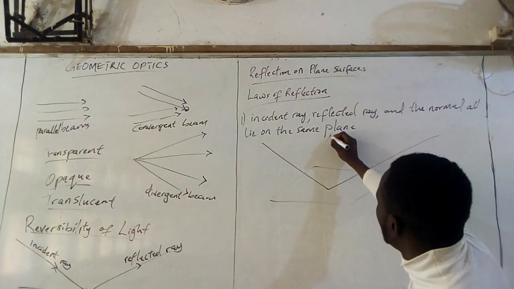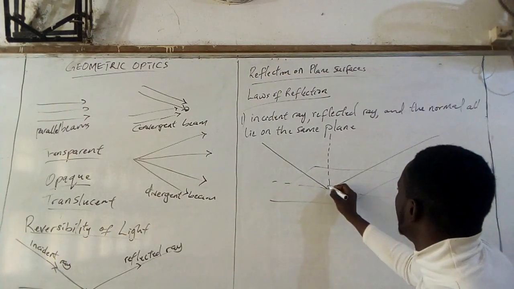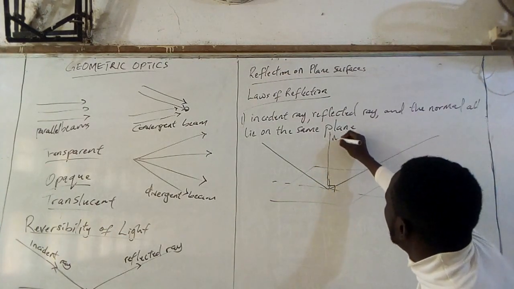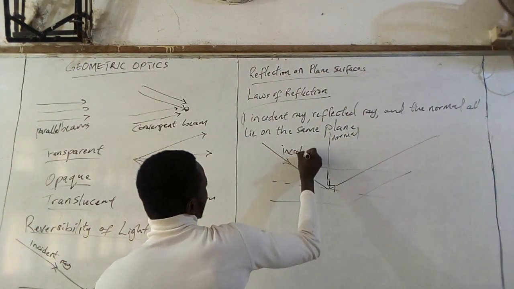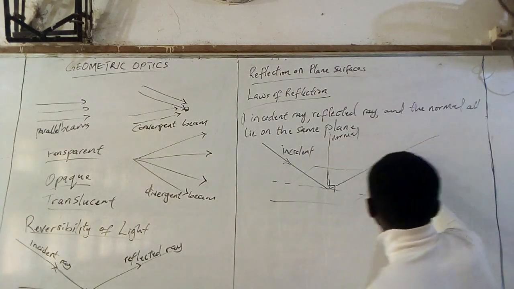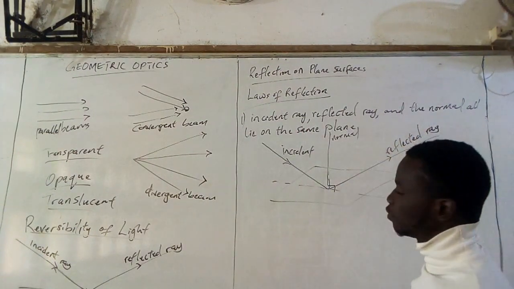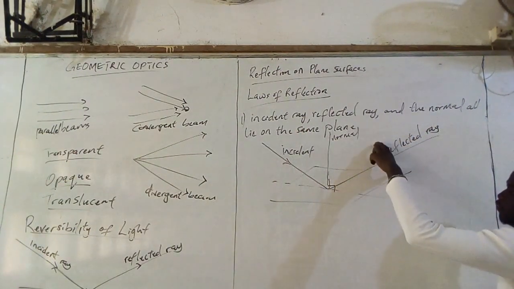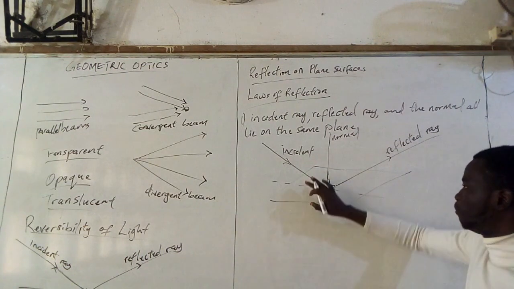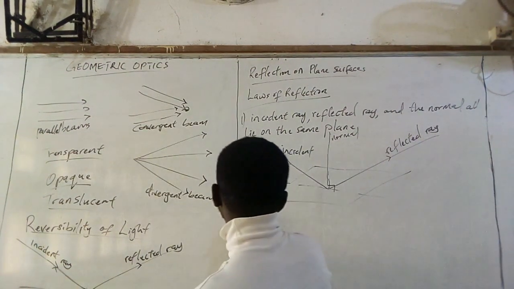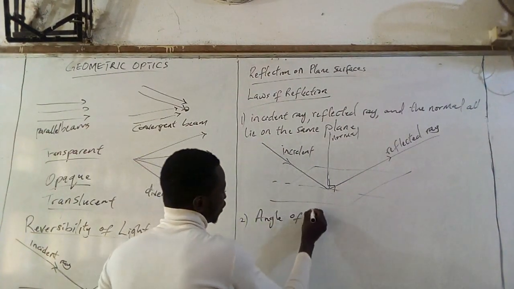So we also have a perpendicular line on this surface. So this is a perpendicular line. This line is called the normal, and this is the incident ray. And this is the reflected ray. So what this law is saying is that the incident ray, the reflected ray, and the normal, they all lie on this particular plane.